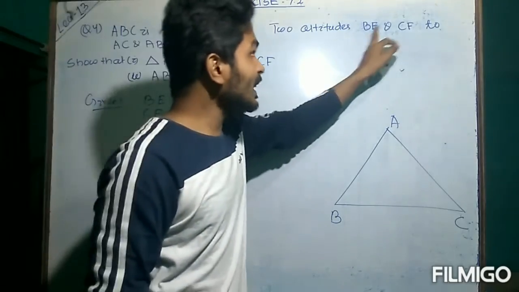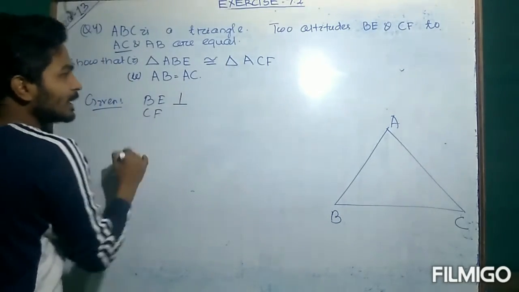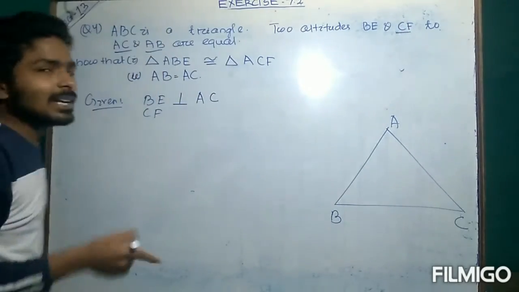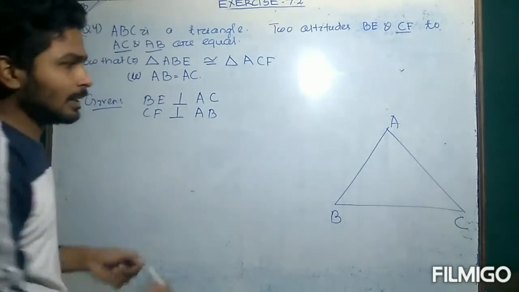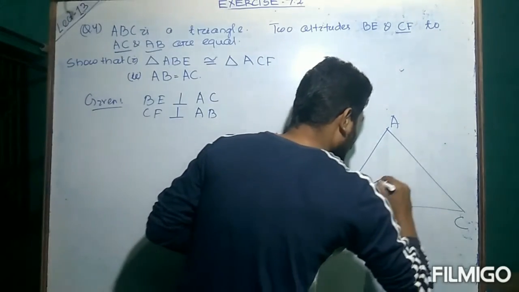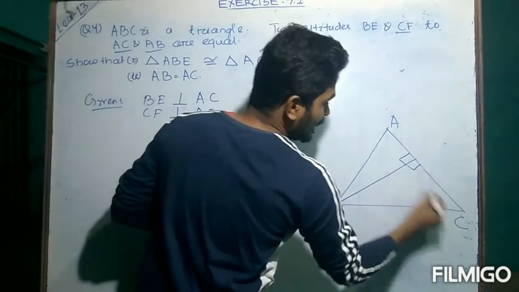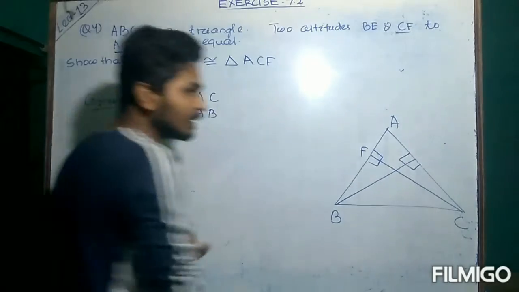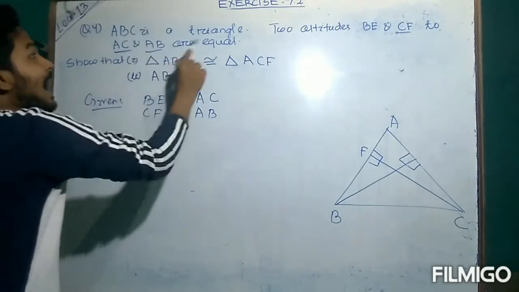Now it is given, BE is an altitude to which side? AC side. So BE altitude means perpendicular to AC, and CF is an altitude to which side? To AB side. So CF is perpendicular to AB. This is given. So let us draw this figure. Suppose this is BE and BE is perpendicular to AC, clear? And CF is also perpendicular to AB.